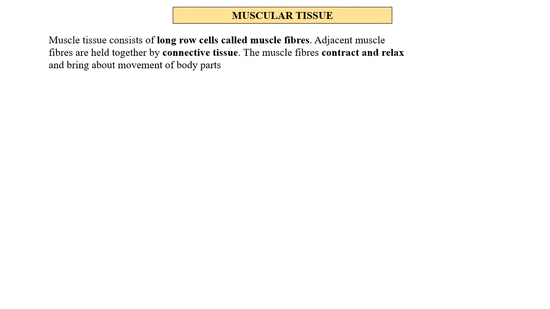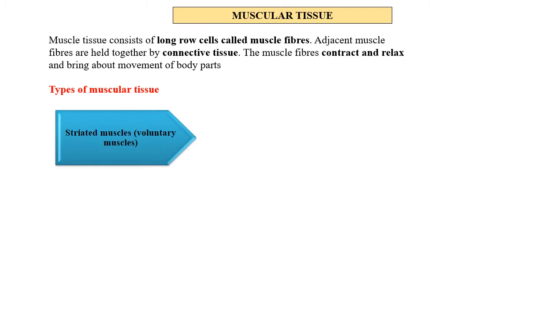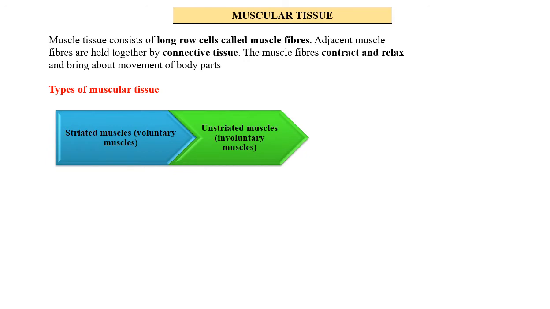Muscular tissue. The muscle tissue consists of long, narrow cells called muscle fibers. The adjacent muscle fibers are held together by connective tissue. The muscle fibers contract and relax and bring about movement of body parts. Types of muscular tissue. In human beings, 3 types of muscles are present. Striated muscles, which are also called voluntary muscles, unstriated muscles, involuntary muscles, and cardiac muscles.